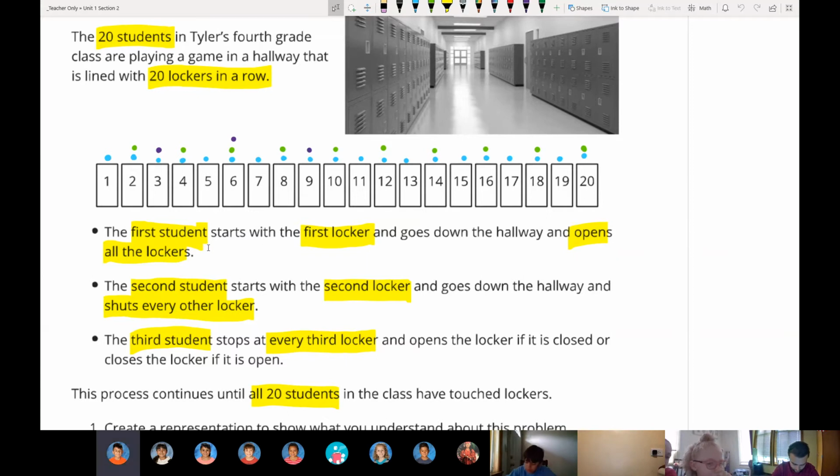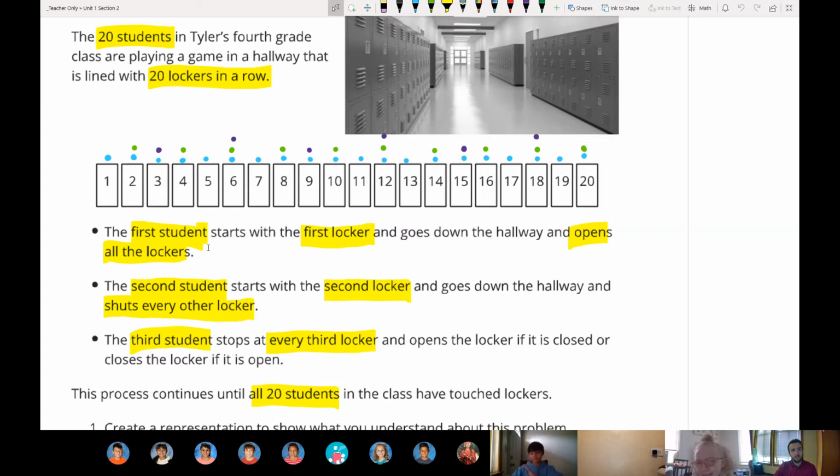12. 15, 18. Any other ones? 21. Yeah, so if we're cutting off at 20, then there's no more, right? Because the next one would be 21, like you said. Okay, so we did all of 3. Let's move on to 4.